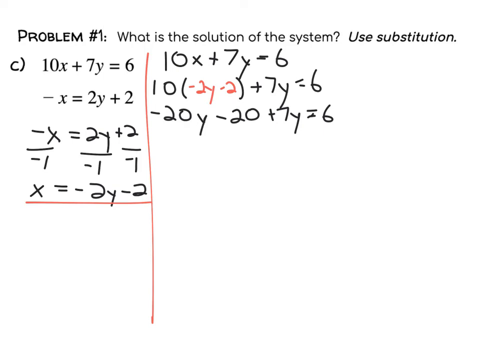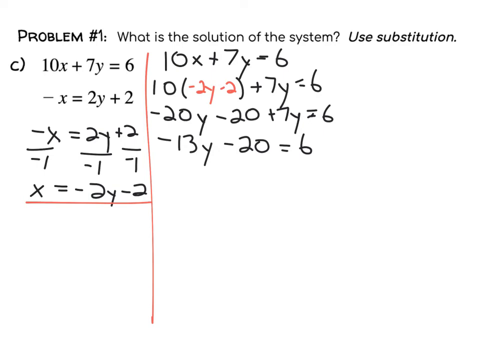And combining like terms, what are the like terms? This is a y term. It's got a y on it. This is just how many there are. There are negative 20 of them, but they're y's. And this is a y term as well, because that's what they are, y's. How many of them are there? Positive 7. So we can combine them to be negative 13y minus 20 equals 6.